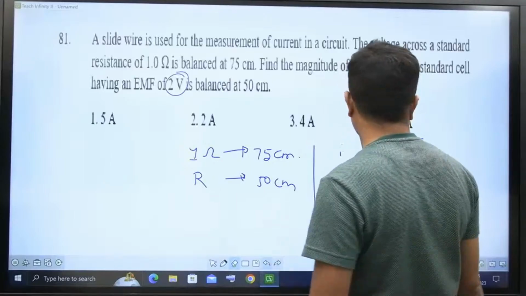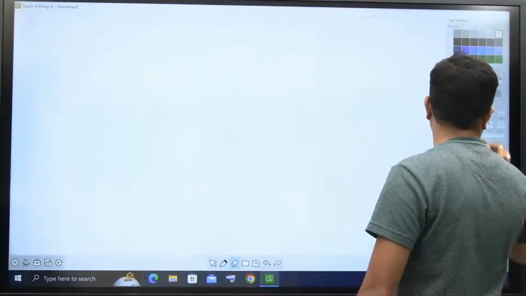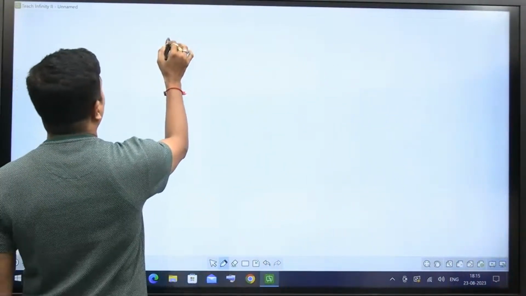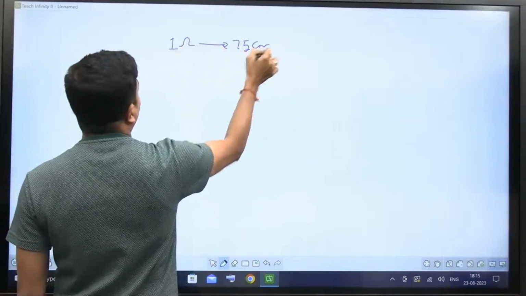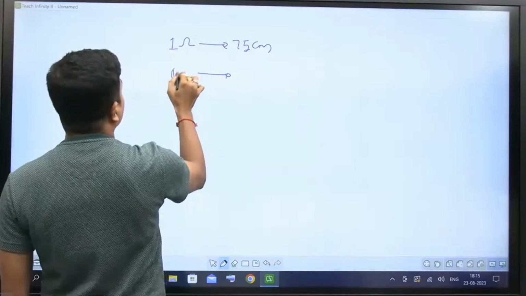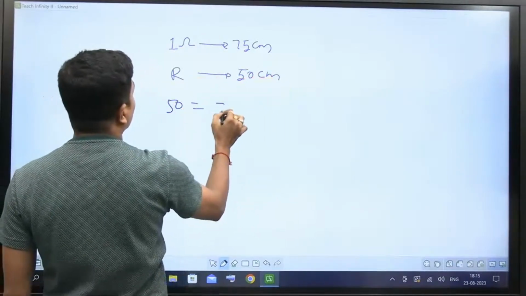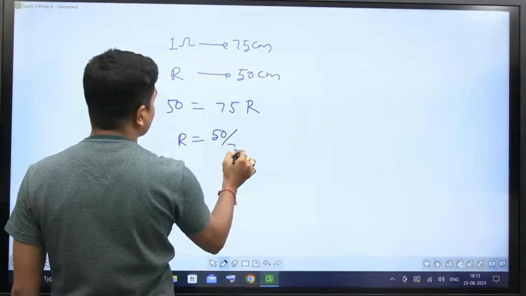Otherwise I'll do it on the next page. That will be better and fine for us. I committed a mistake in the calculation. 1 ohm, 75 centimeter. Then 50 centimeter is R ohm, we don't know. Then R into 75 is equal to 50, so R is equal to 50 divided by 75.